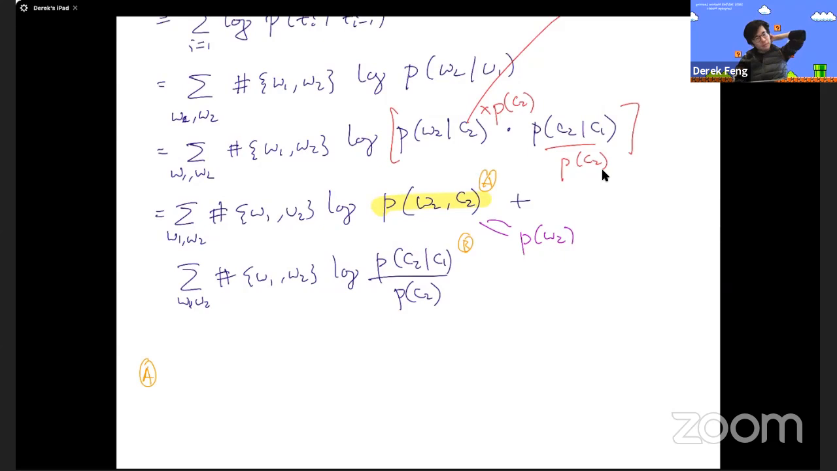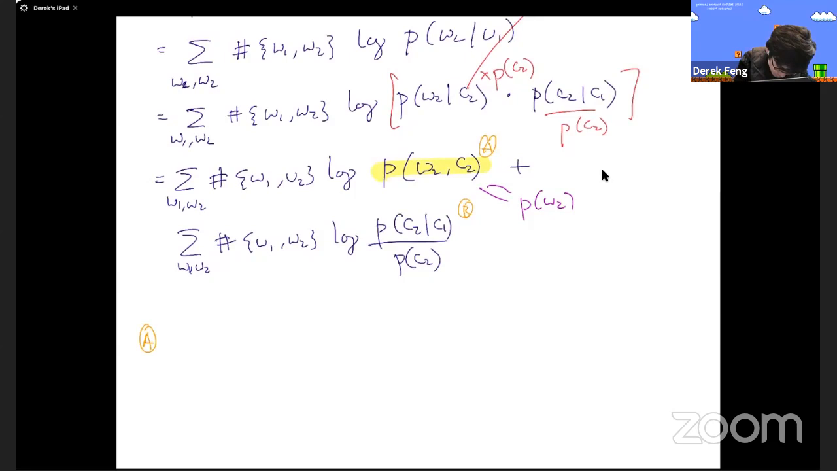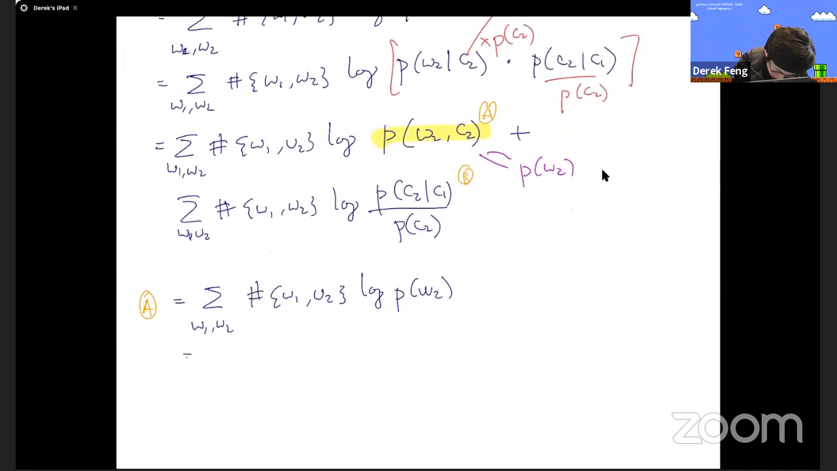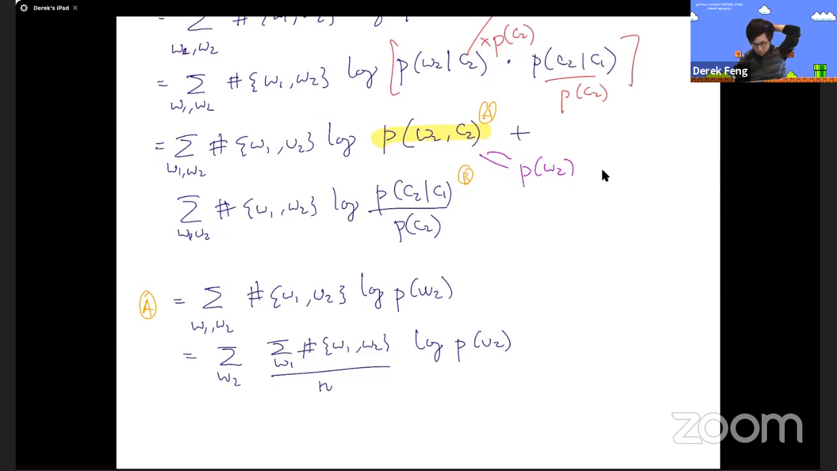Okay, so I remember here we're already dealing with the frequencies of these things. So what does A then boil down to? This just boils down to the sum over W1, W2 of the probability of W1, W2 times the log of the probability of W2. Then if I do a little bit of finagling, I can write this as the sum over W1, W2 of the count of W1, W2 times the log of P of W2, and then I'm going to divide everything by N. Either N or N minus 1, it's not that big of a deal.